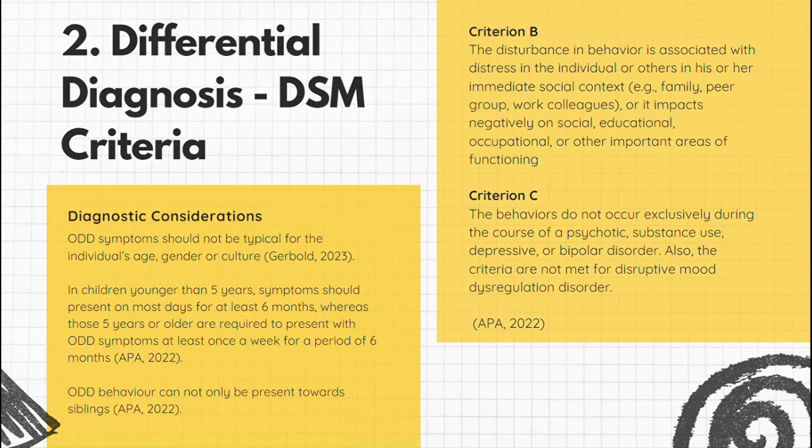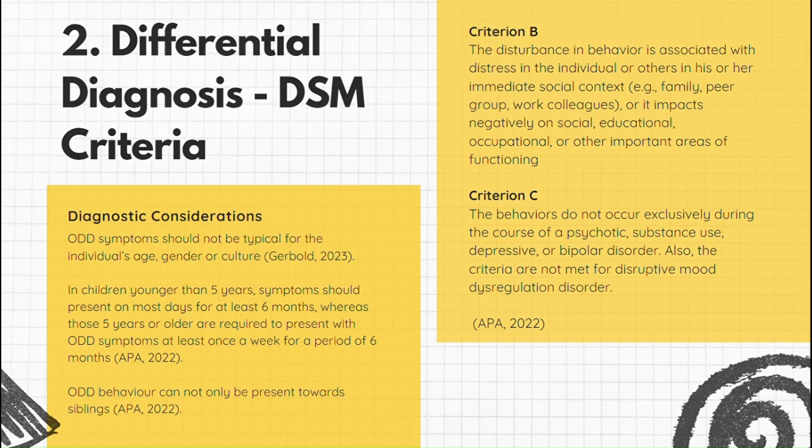Looking at the other criteria, we have to be able to acknowledge a case where the child presents as unusual for their age, gender, or culture. Most children will present with some kind of defiant behavior at some point in their development. However, it is the frequency and intensity of the presentation that separates this behavior and this mood from what is typical of their age group.